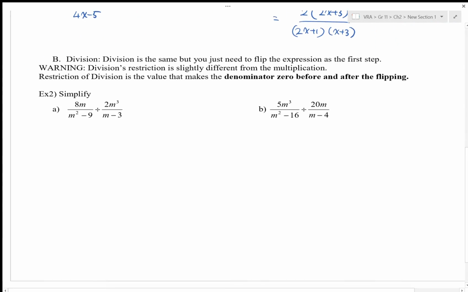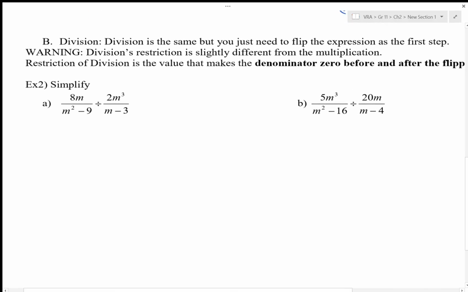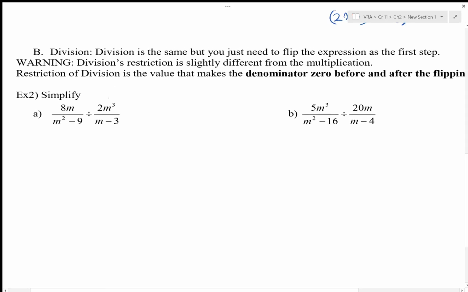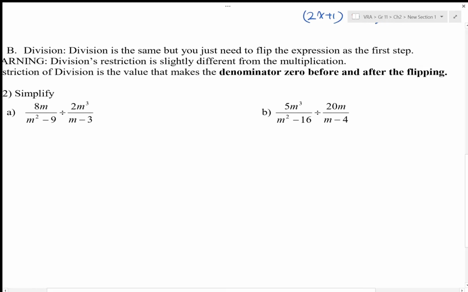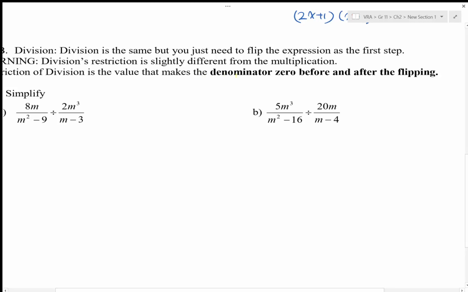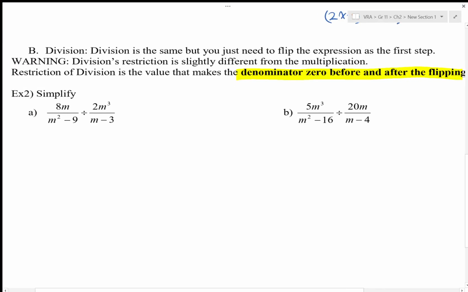Now, let's take a look at the division. Division works the same way, okay? But all you have to do is flip whatever rational expression follows the division sign, which is this, right? Now, the part that you have to be careful of with the division is the restriction part. The restriction of division is actually the value that makes the denominator 0 before and after, okay? And the reason is very simple. I'll explain this as I do the example here, okay?